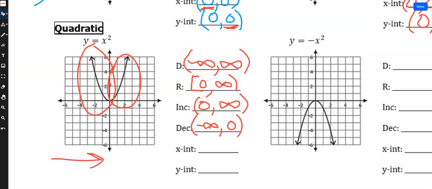Don't put brackets on any of those because you cannot include 0 in either one of those, and you can never touch infinity or negative infinity. X-intercept, still 0, 0. Y-intercept, still 0, 0. Crossing right at the origin.